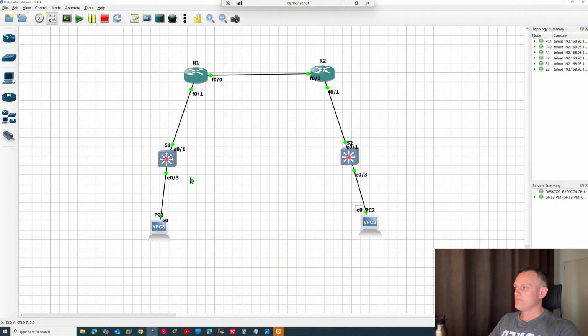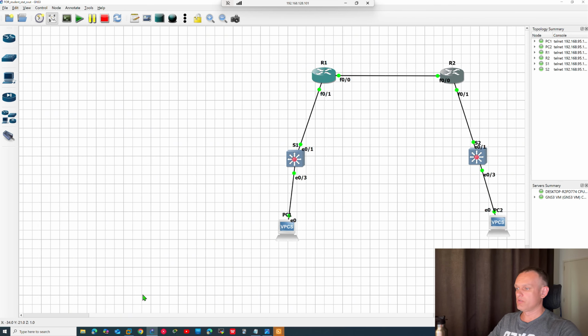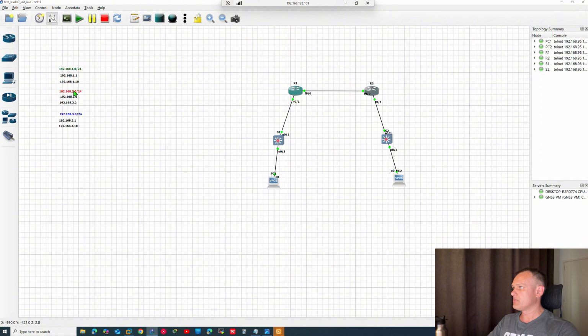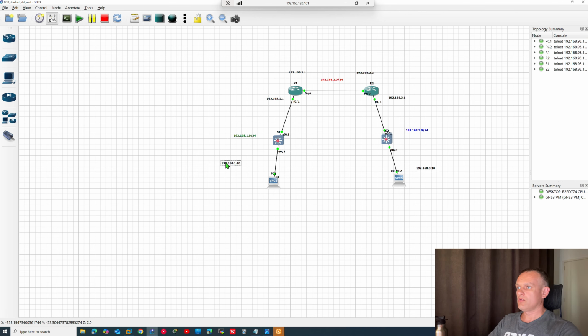Next, what do we have to do? We have to configure, maybe, okay, I want to show you first. I also prepared these IP addresses a bit. I'm going to put them in place. This network with these addresses for the interfaces. This network is here. This network is here. The default gateway is going to be 1 in the last octet, and for the PC I chose 10.